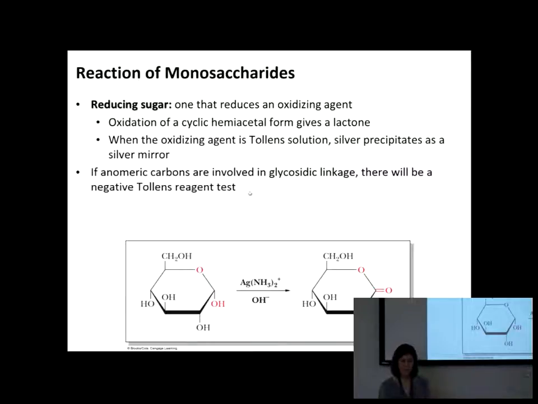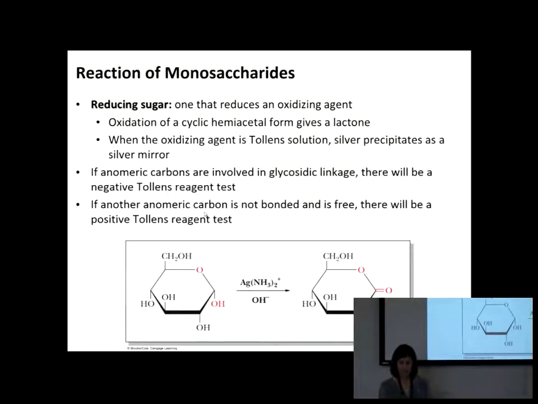So if it's involved in what we call a glycosidic linkage, there will be a negative Tollens test reagent. If another anomeric carbon is free, there'll be a positive Tollens test. And the positive is that you'll see a silver mirror, because the silver ion is going to go from a silver ion to silver metal. Okay.